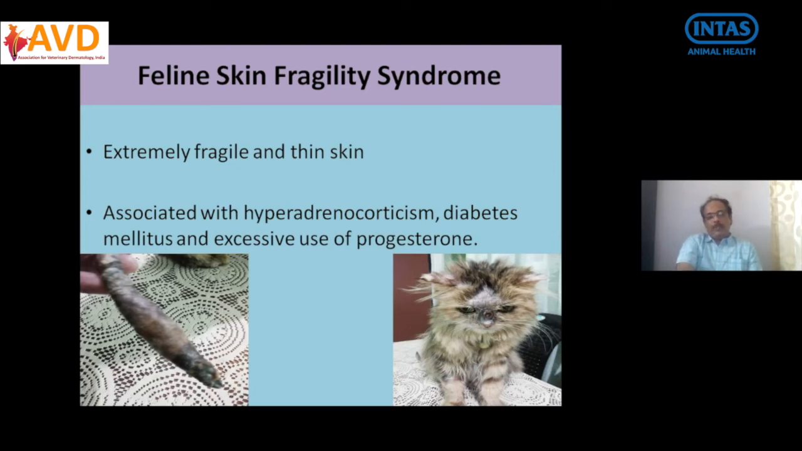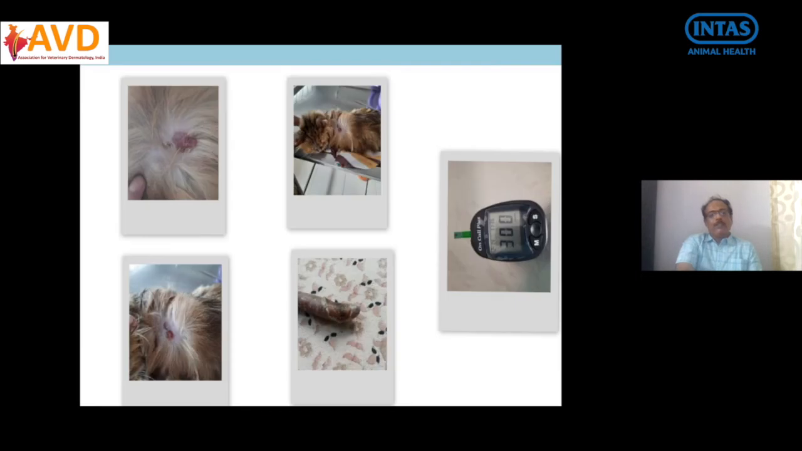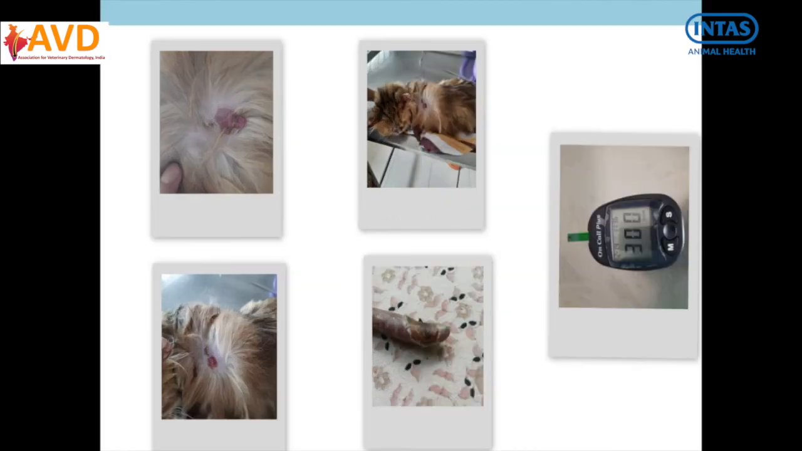A 3-year-old cat was presented with alopecia, especially rat tail appearance was there, a wound was there, and it was found that the skin was extremely thin and elastic. Here the one lesion you can see, that lesion was found on the animal at the time of presentation. A glucose check was done by the glucometer, and it showed that the glucose level was very high, nearly 300 milligram percentage. So the animal was suspected to be suffering from either hyperadrenocortism or diabetes.